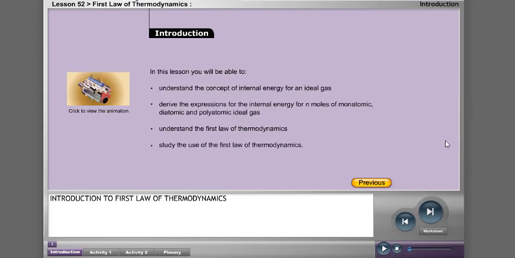In this lesson, you will be able to understand the concept of internal energy for an ideal gas, derive the expressions for the internal energy for n moles of monatomic, diatomic and polyatomic ideal gas, understand the first law of thermodynamics, and study the use of the first law of thermodynamics.